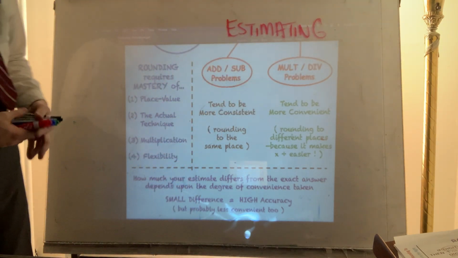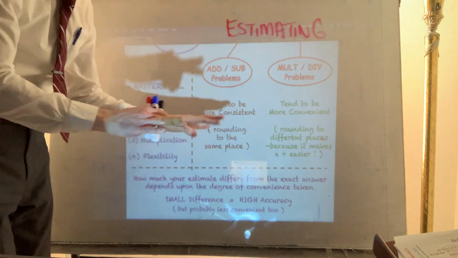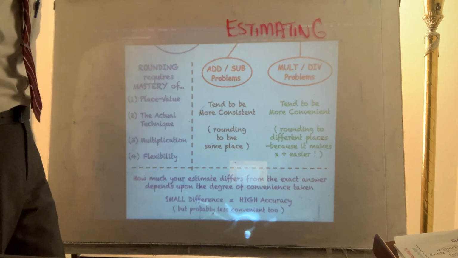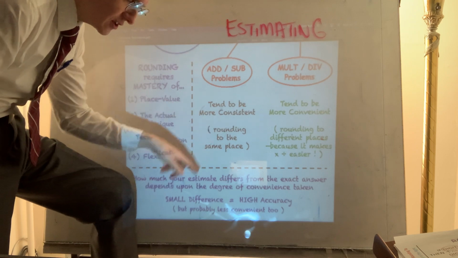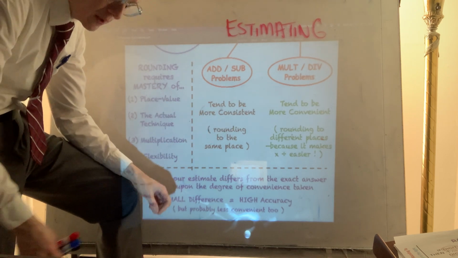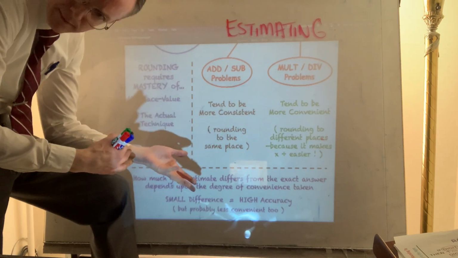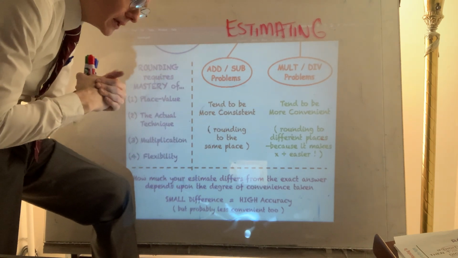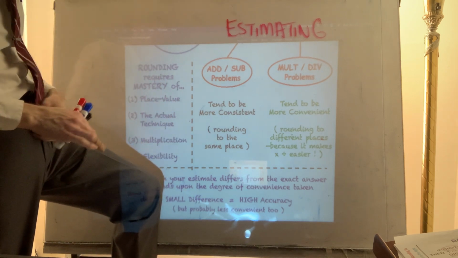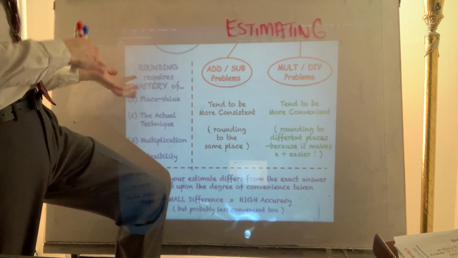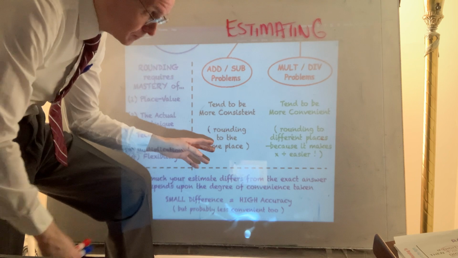When you add or subtract and you're estimating, you've rounded the parts first and then applied the operation of addition or subtraction. These tend to be more consistent, and by that I mean that you're rounding to the same places. So if you're given parts that are two or three digits wide, you might round them both to the tens place or the hundreds place, whatever. You're consistently doing the same thing to each of the parts.